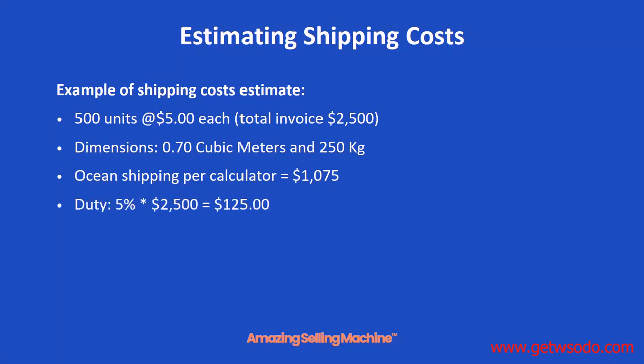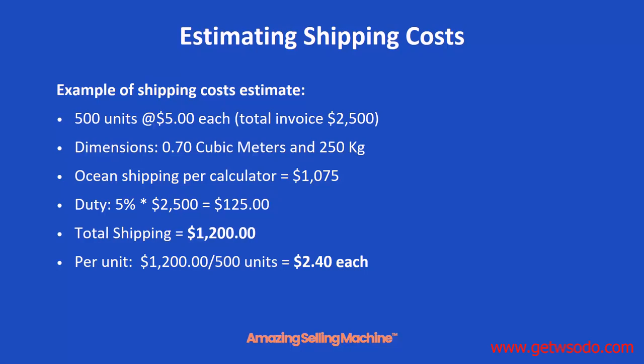Now we need to add in the estimated 5% duty tax, which is 5% times our total invoice, which comes out to be $125. So then our total shipping cost is the ocean shipping of $1,075 plus the duty of $125, which is a total of $1,200. Now we want to divide that by how many units we purchased, which is 500, and that means that the shipping cost per unit in this example is $2.40, and that's what we'd enter into our product opportunity spreadsheet.